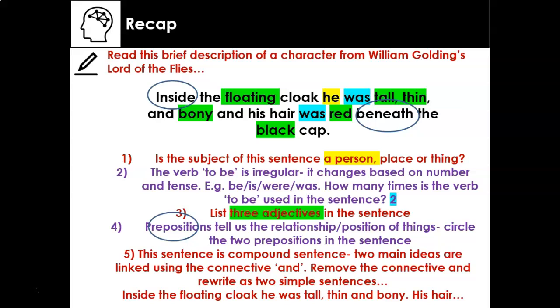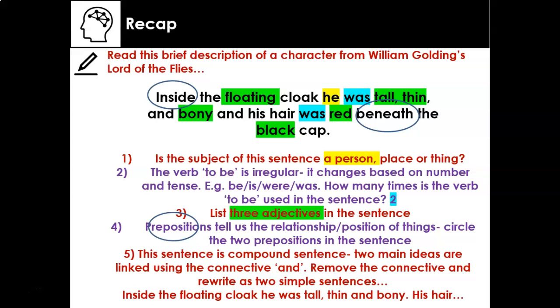So when we're thinking about creating characters today, we might be thinking about our adjective choices in terms of colour of eyes, colour of hair. But adjectives also tell us more about what something is like. It tells us its characteristics. So this character, this male character, was tall, thin, and bony.